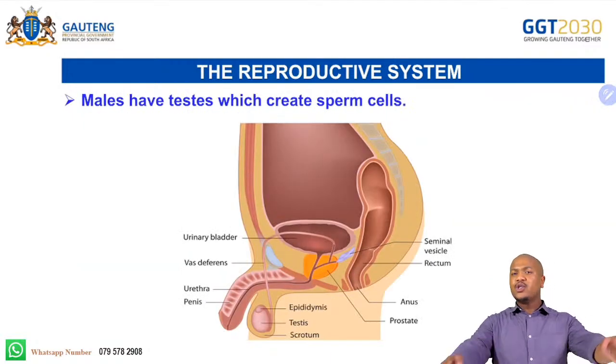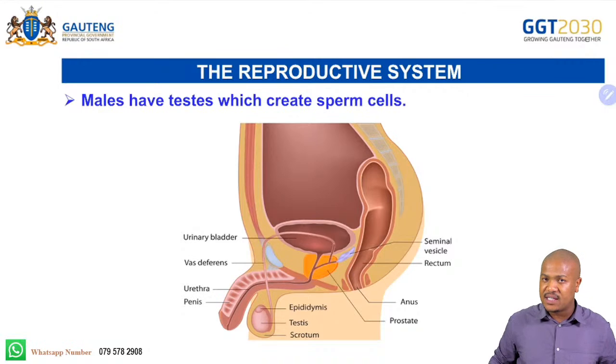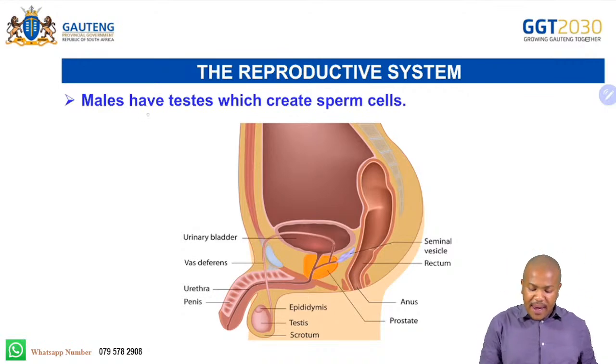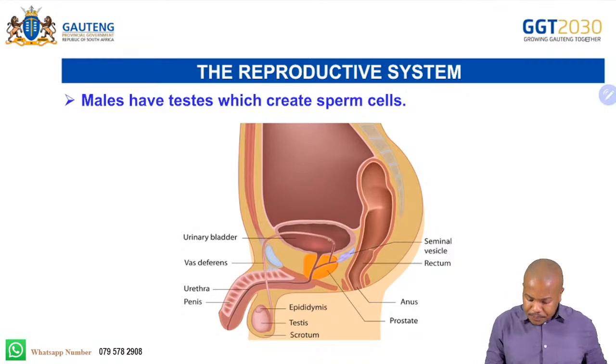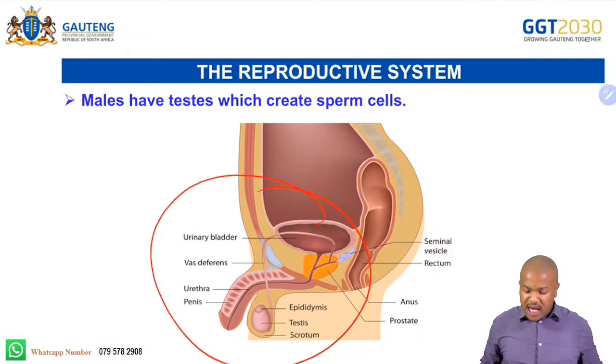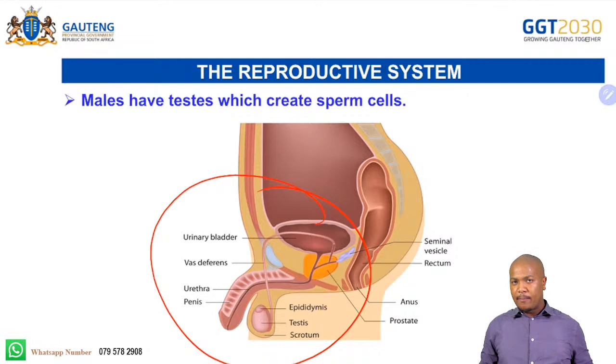Right? So now let's quickly look at the male reproductive system alone. We said that males have testes which create sperm cells. This whole part here is the male reproductive system. It ensures the survival of human beings. It ensures the production of offspring.